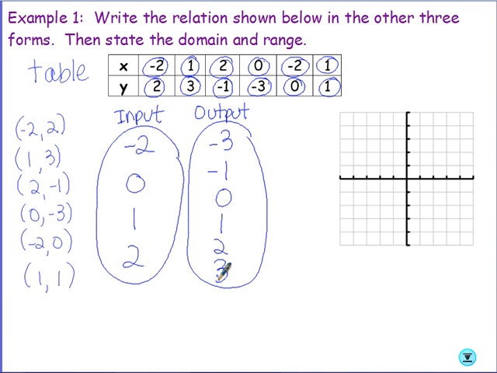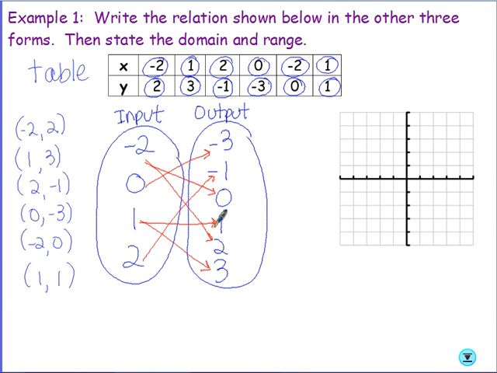And now I need to connect them. My first pair, -2, connects with +2. So I'm going to draw an arrow. Next pair, 1, connects with 3. Draw an arrow. 2 connects with -1. Draw an arrow. 0 connects with -3. -2 connects again with 0, so we got 2 arrows there. And 1 connects with 1 as well.